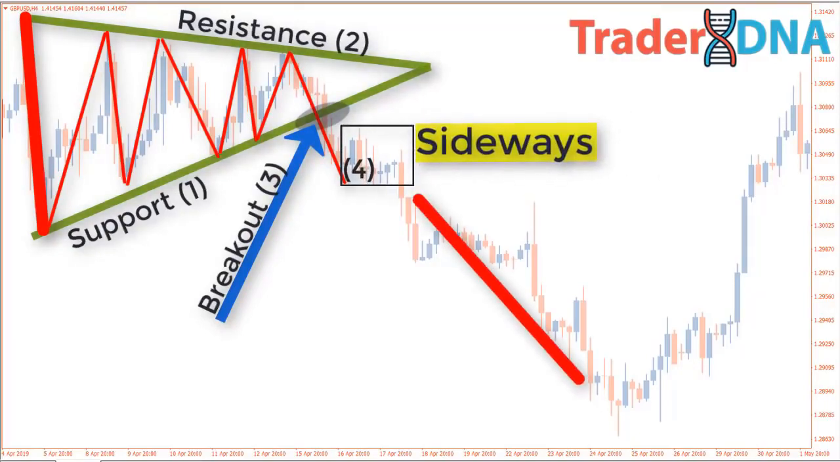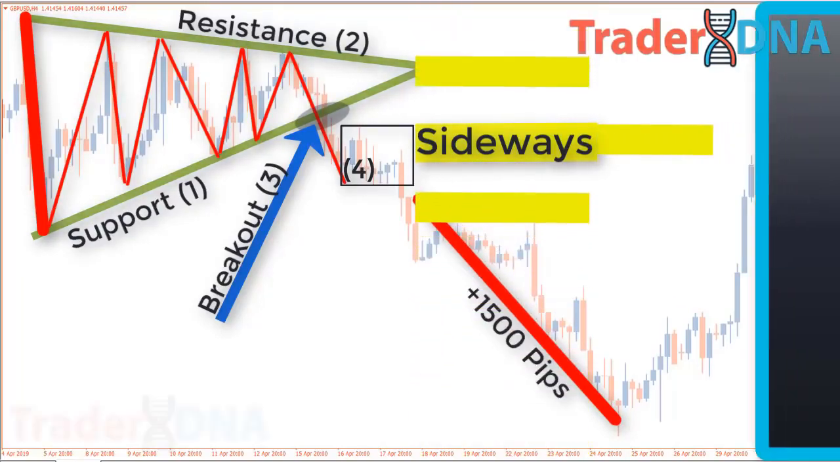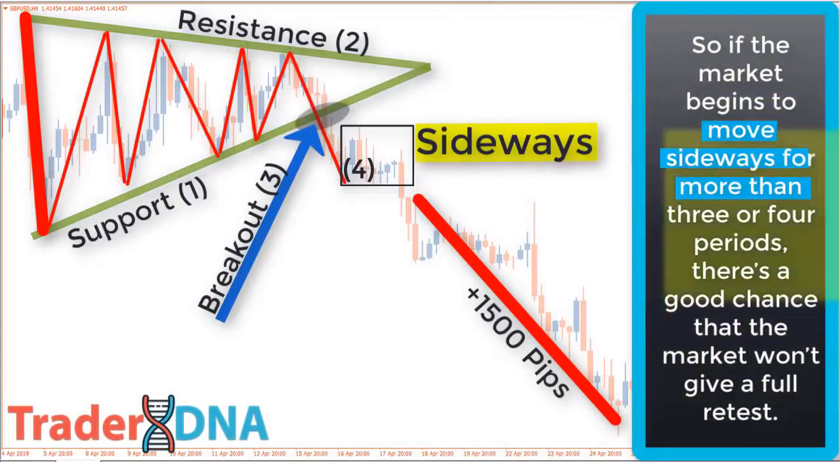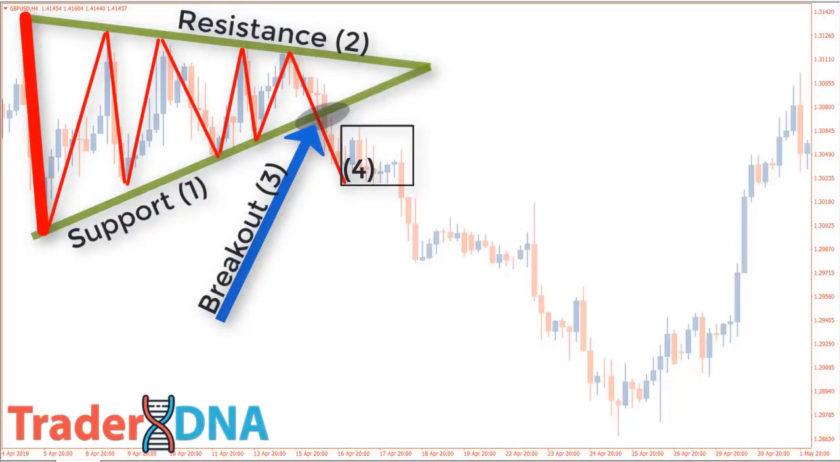But just because the market doesn't retest former support doesn't mean we have to miss the trade. The retest that we look for as part of this breakout strategy typically comes within the next few candles. So if the market begins to move sideways for more than 3 or 4 periods, there's a good chance that the market won't give a full retest. Let's take a closer look at the GBP/USD trade setup.